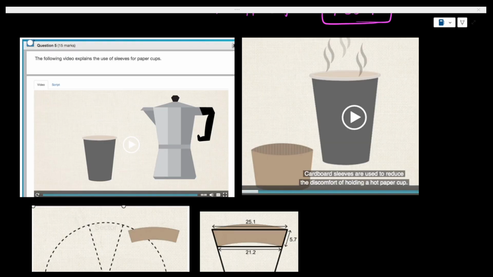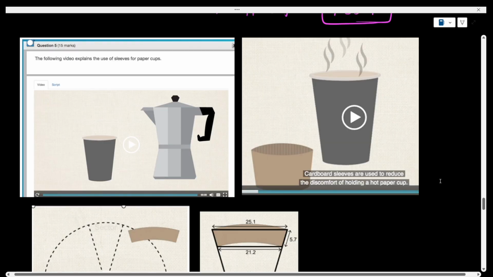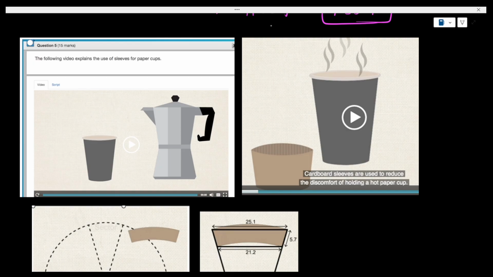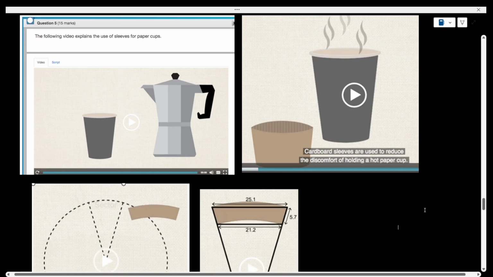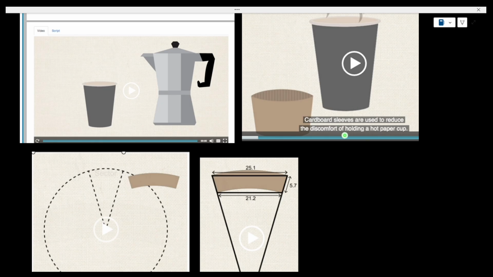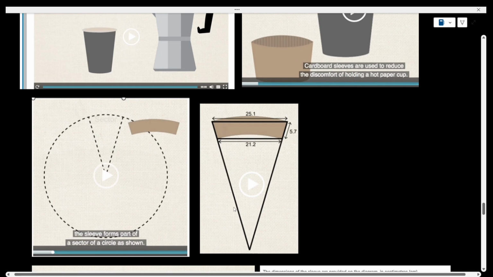Now this question, if you see, is a 15-marker question based on surface area and volume. If you read what is given, the video explains the use of sleeves for paper cups. So these are the paper cups and there are sleeves here, right? Cardboard sleeves are used to reduce the discomfort of holding a hot paper cup. So at the top of the cup, these sleeve holders are there, which are made of cardboard.